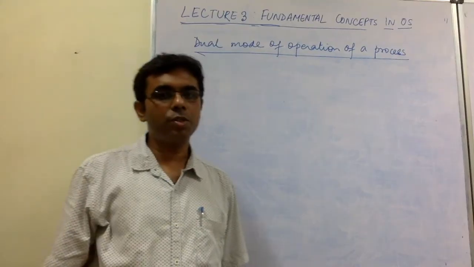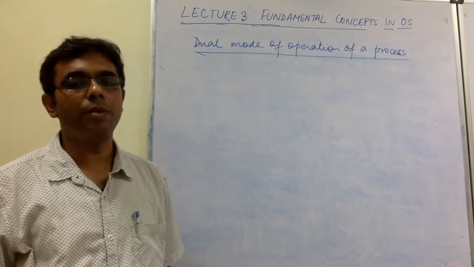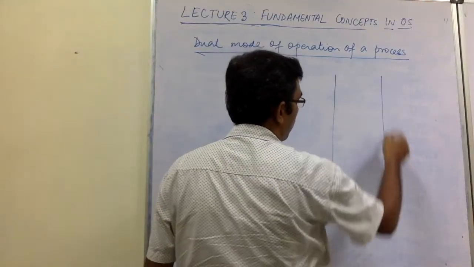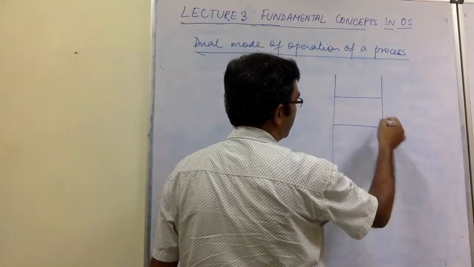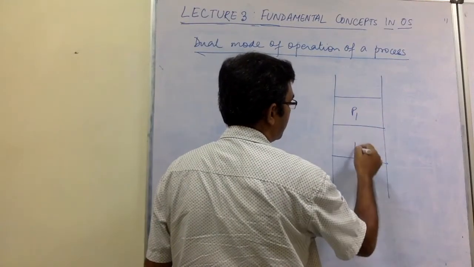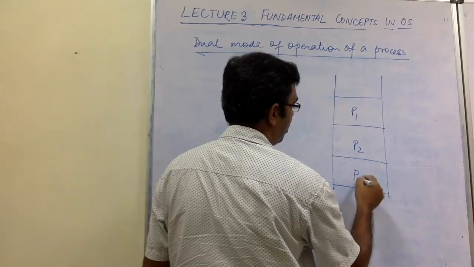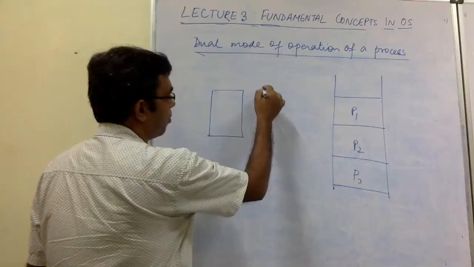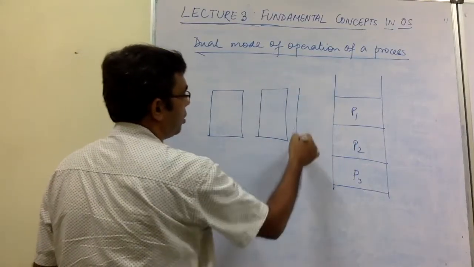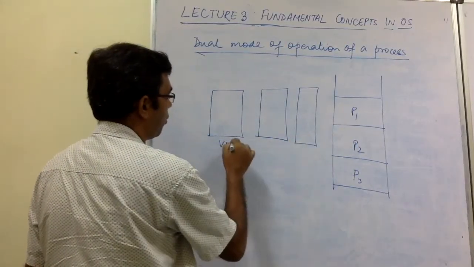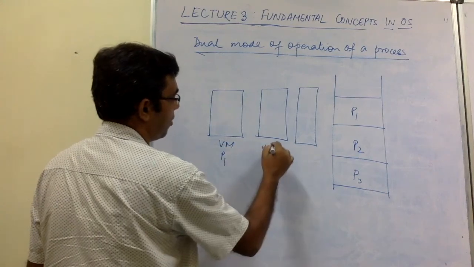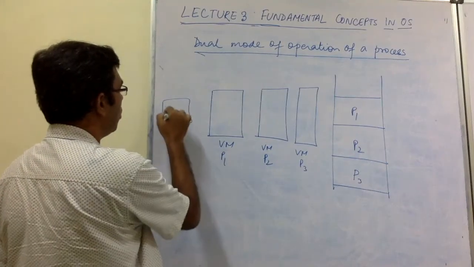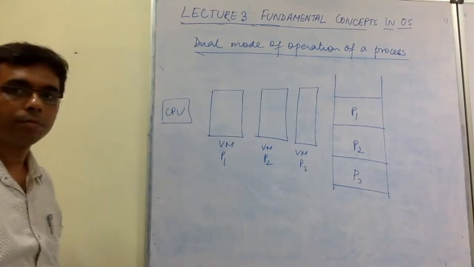Now there can be situations where you can have multiple processes that would like to be executed on the CPU. Okay, so think about a situation where you have more than one process. So this is a process called P1, then we have a process called P2, then we have a process called P3, and each one of them has a virtual address map, P1, P2, P3. So this is the virtual map of P1, this is the virtual map of P2, this is the virtual map of P3, and the CPU would be executing each one of them.